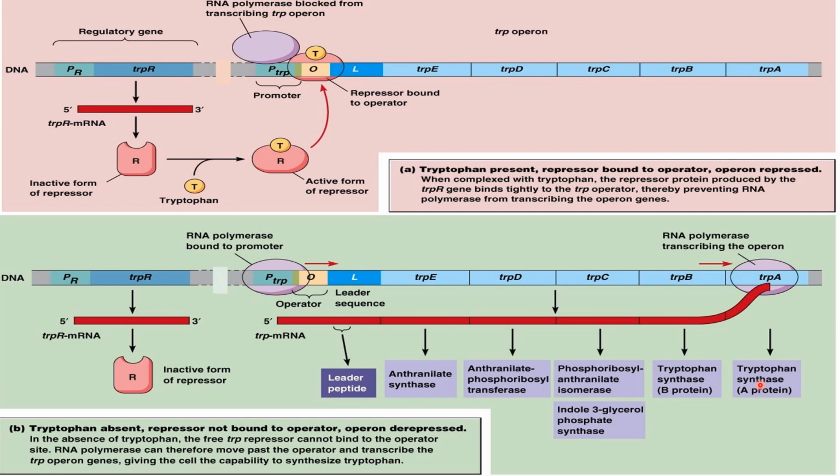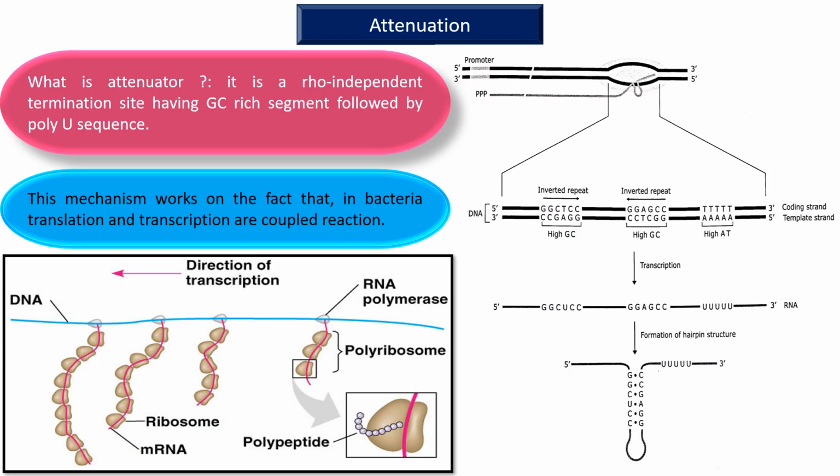But what if the transcription still continues by RNA polymerase? Then it will be controlled by another fine mechanism, that is attenuation. When RNA polymerase begins the transcription, it will reach the leader region present between the operator region and the first structural gene. Then the transcription is terminated within this leader region, and this is called attenuation.